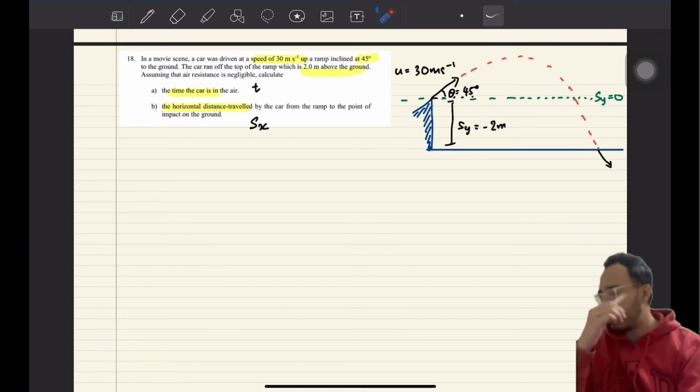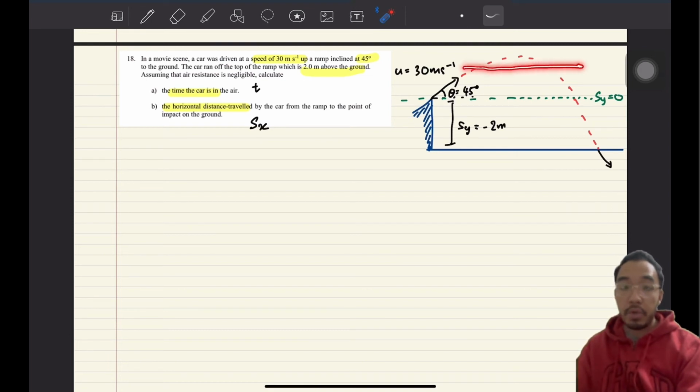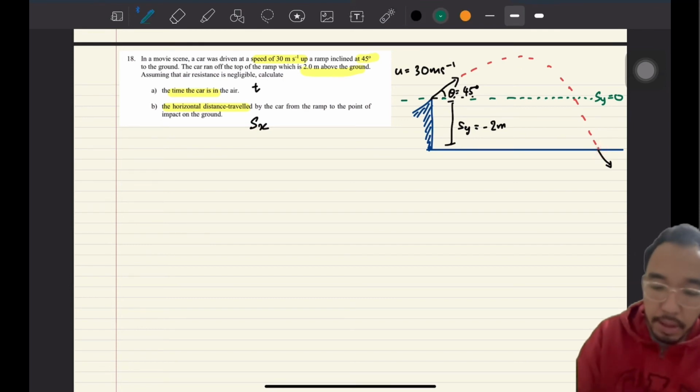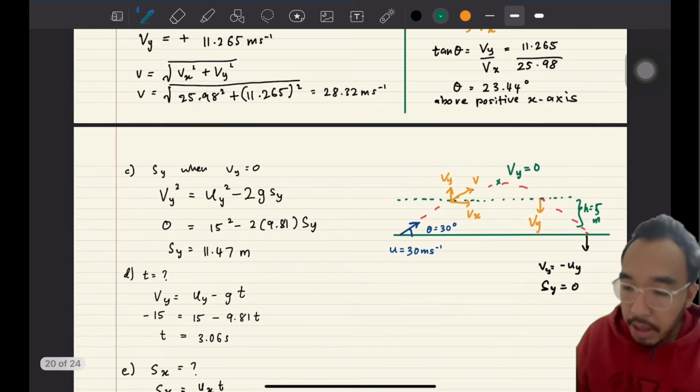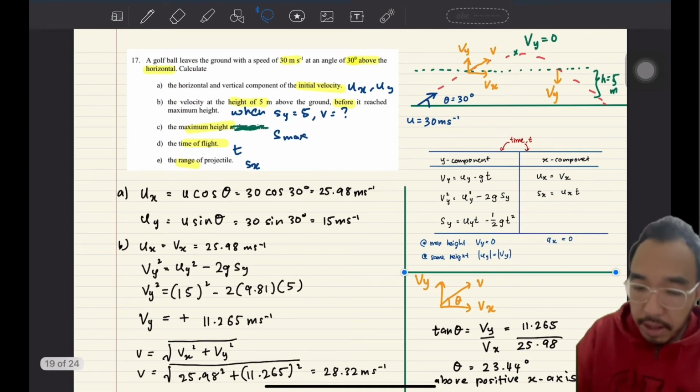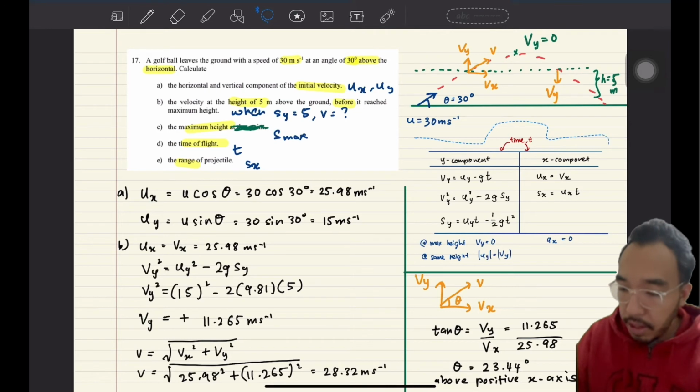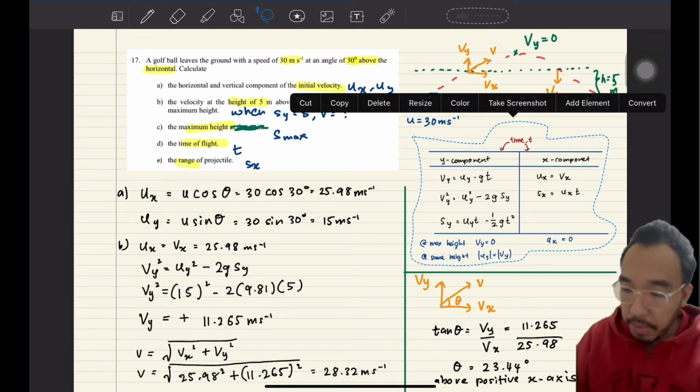Many students really forget this. They see the 2 and just put in 2. If you put in 2, that means you are calculating what happens when the height is 2 meters above the ground. So we want to find the time of flight over here, so we want to substitute Sy down there. I'm going to copy the equation first. Okay, copy this one.